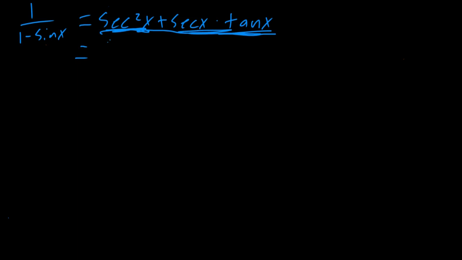So it's secant of x outside. Secant squared of x divided by secant of x is just secant of x. Then secant of x times tangent of x divided by secant of x is just tangent of x.